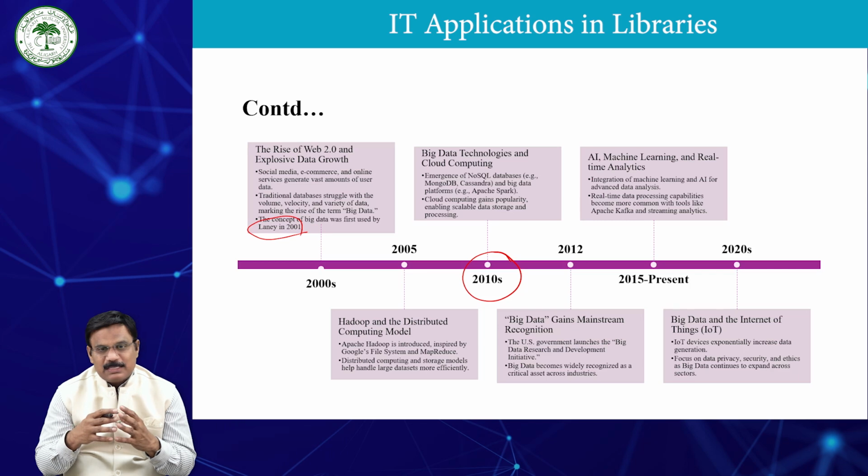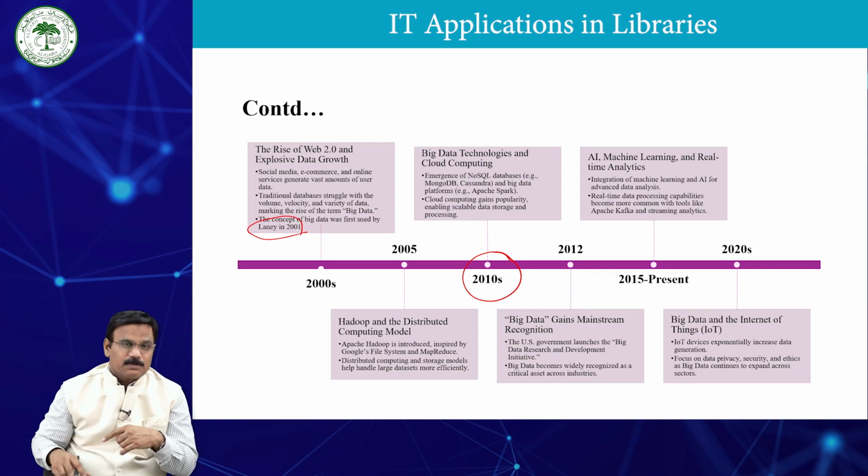In the 2020s, big data and the Internet of Things, that is IoT devices, exponentially increase data generation. The focus on data privacy, security, and ethics grows as big data continues to expand across sectors.